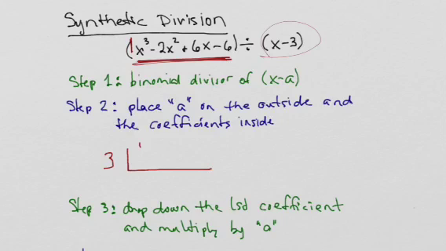So my coefficient on the first term, the x cubed, is a 1. My coefficient on the second term, the x squared, is negative 2. The x term has a coefficient of 6. And the constant term is negative 6.